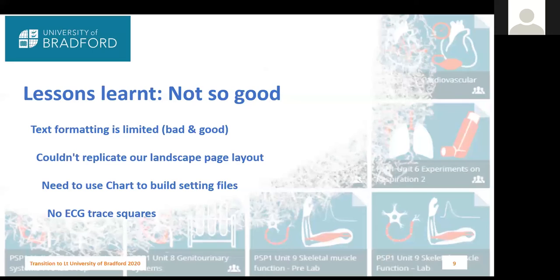You need to use Chart to build your settings files. Again, not that much of a problem because you don't build that many of them. It's just that in LabTutor, we've got used to being able to do things within LabTutor, and now we need to break out, go to Chart, record a set of files and then bring them back in. So not quite as slick, but not that much of an issue.